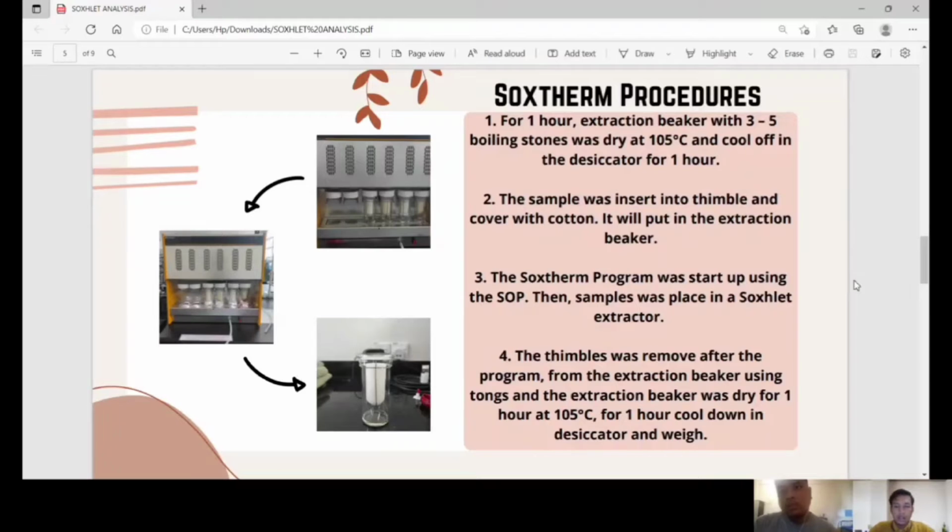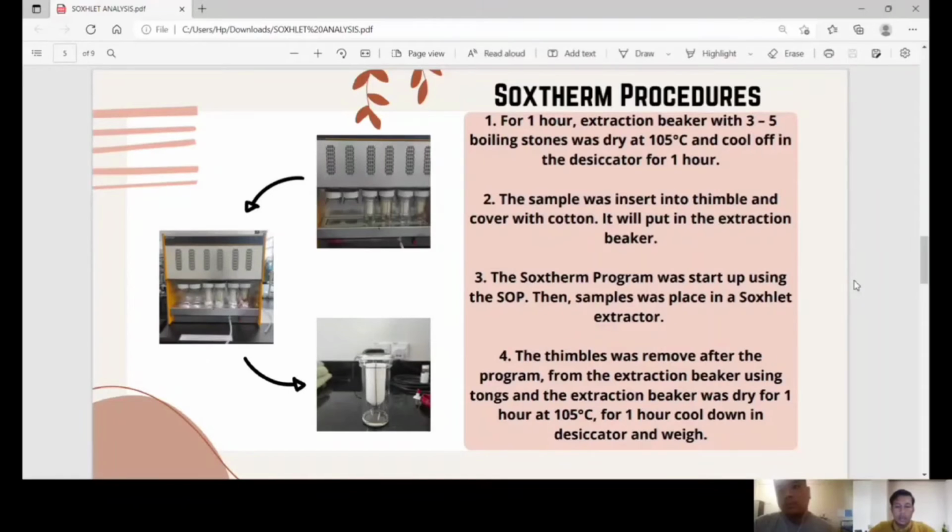Third, the Soxhlet program was started up using the SOP. Then the sample was placed in a Soxhlet extractor. In the Soxhlet program, we use a computer. In the computer, we can set the time and start and stop the program.